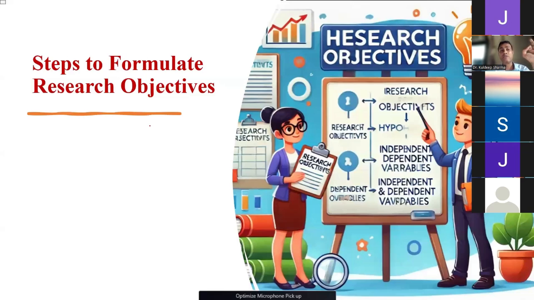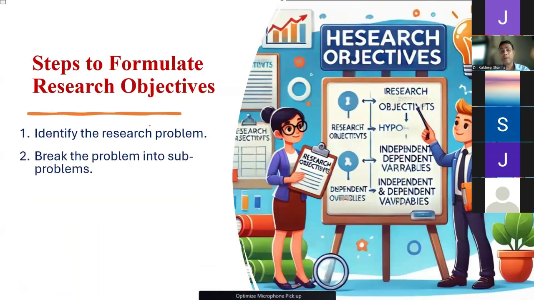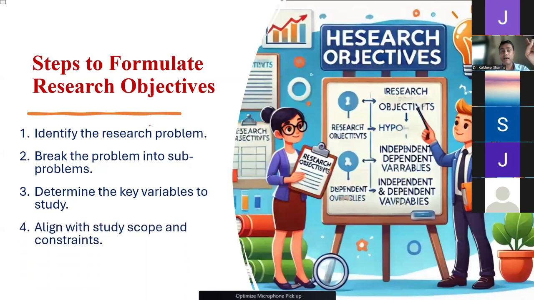Steps in formulating research objective. Identify your research problem. This is what we have already covered. I'm just brushing up the thing. Identify the research problem. Break the problem into sub-problems. Determine key variables to the study. When will the key variables come? After doing your detailed review of literature. Align with your study scope and constraints. Okay? Use action verbs.